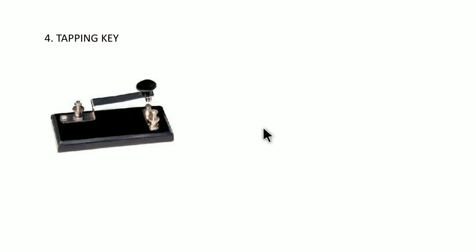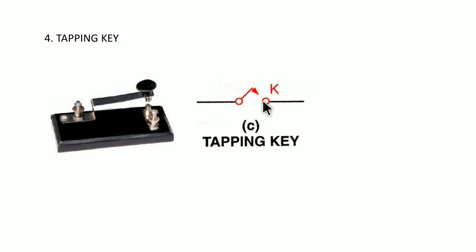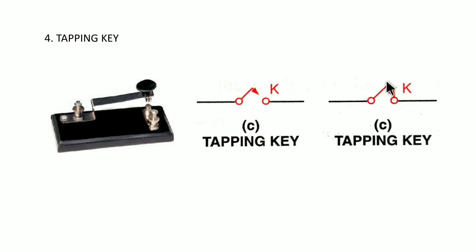So tapping key, this is the symbol when it is open, when it is at the off position. And when it is kept on, the arrow represents the tap key over here. The arrow is connected, that means the circuit is closed.